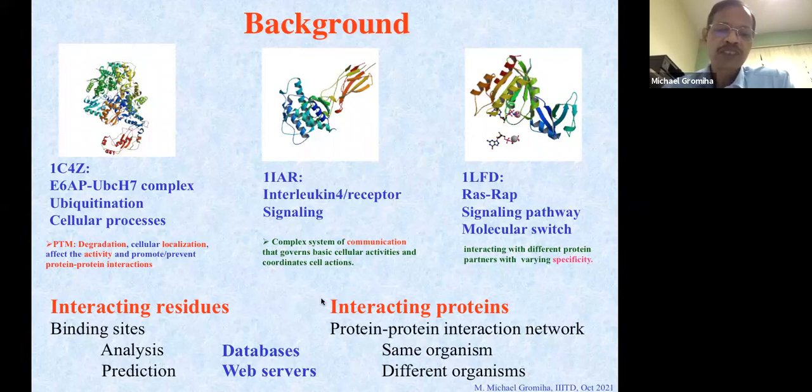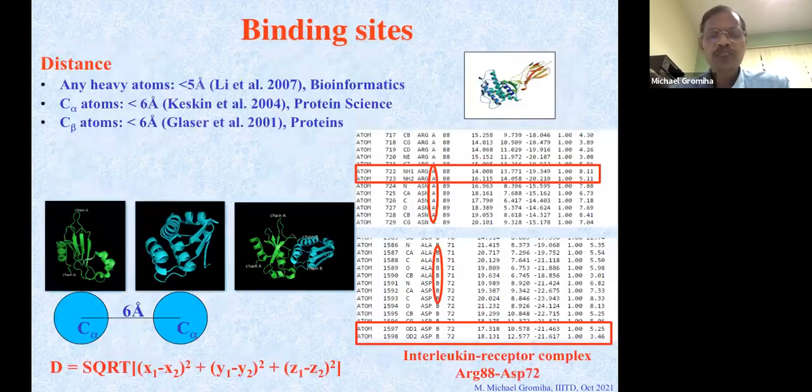There are various databases and online tools available to study protein-protein interactions. The large-scale analysis is mainly on interacting proteins, that is, networks. This can be done within the same organism, or with different organisms, like host-pathogen interactions to address diseases such as malaria.